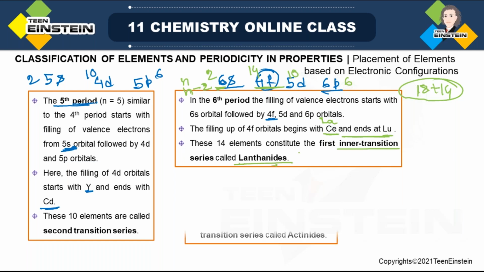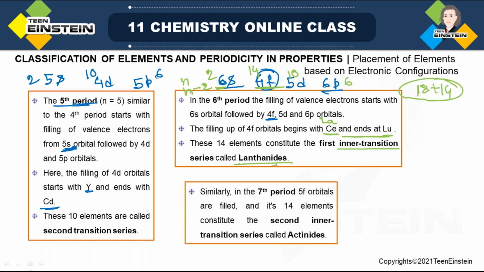Now after this, the last period, the 7th period. It starts with obviously 7s, and as you have seen in the previous case it is 6s, next 4f, but now 7 means principal quantum number n, so n minus 2 must be 5. So now it is 5f, just like 4f in the previous case. After 5f, previously we saw 5d, now it will be 6d, and then 7p. So again it is 18 plus 14 maximum. This is the number of elements you can have.